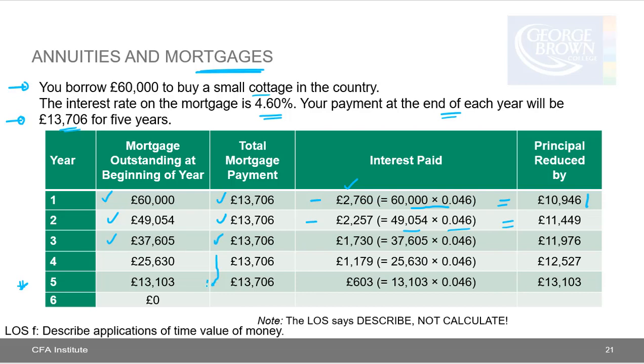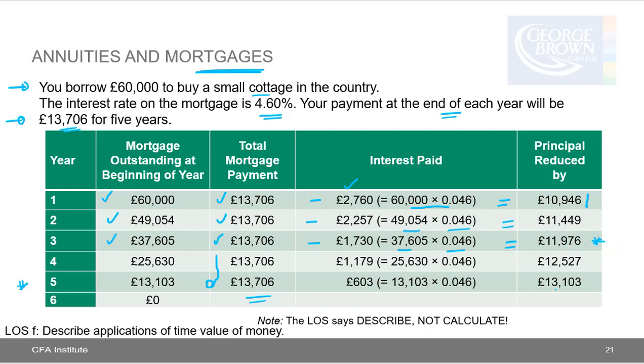There's 5 equal payments of 13,706 pounds. So you can see in year 3, the amount of interest is 37,605 pounds, the balance of the mortgage outstanding at the beginning of the year, times that interest rate. So the interest in year 3 is 1,730 pounds. So 13,706 pounds minus 1,730 pounds is going to equal 11,976 pounds. That's how much principal is being repaid.